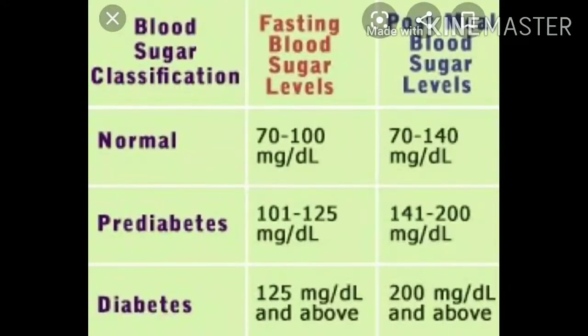And pre-diabetic stage is 101 to 125. If it rises from 100 and reaches up to 125, it is pre-diabetic stage. If it is more than 125 mg, then it is diabetes. Now after meals, if you check your blood 2 hours after taking meals, the normal range is 70 to 140. Pre-diabetic range is 141 to 200 and diabetic range is above 200 mg per deciliter.